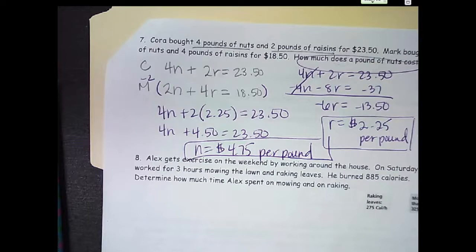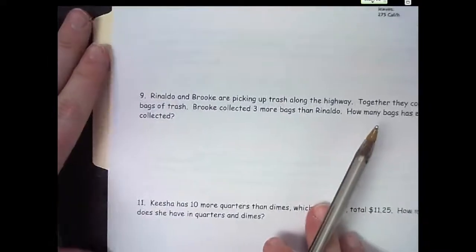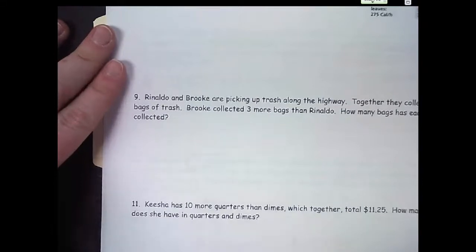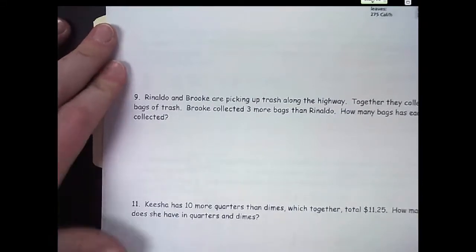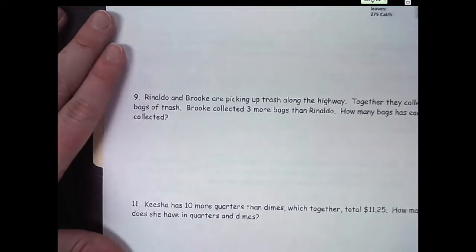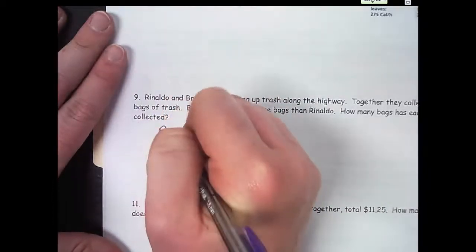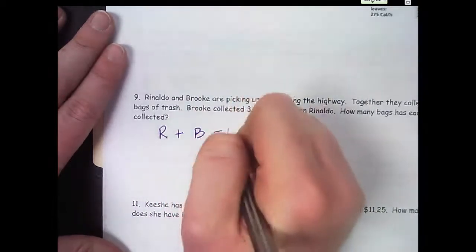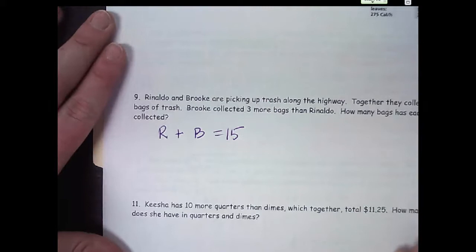Okay, look at number 9. Go down to number 9. Number 8 is like the ones we already did. Look at number 9. It says Ronaldo and Brooke are picking up trash along the highway. Together they collected 15 bags of trash. How can I write that? I hear someone say R and B. So how many bags Ronaldo picked up, how many bags Brooke picks up, together it's 15.